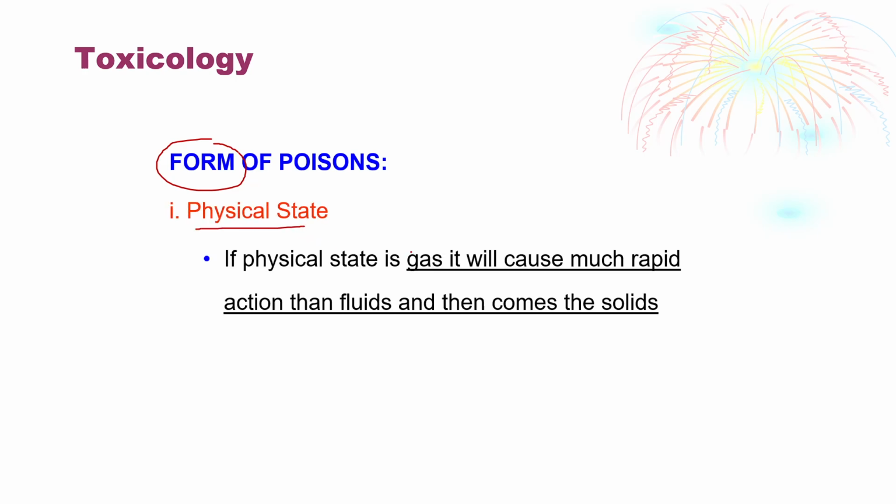Now the next factor that affects the action of the poison is the form. What will be the form? It might be the physical form that is affecting. Anything that is in the form of gas will be absorbed much faster than fluid and solid. So the physical state highly determines the action of the poison.